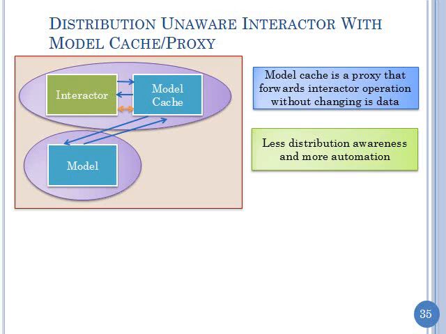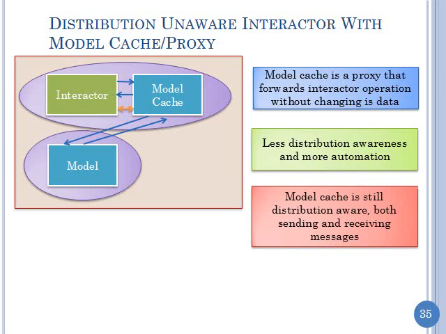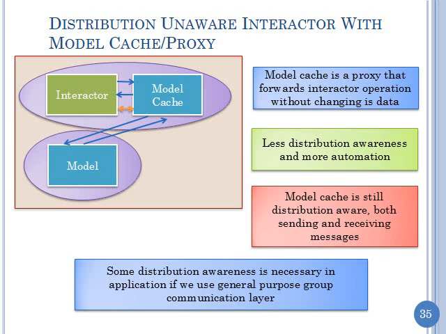So less distribution awareness, and we'll see that this architecture will allow us to automate this. This can be automated, actually. This whole thing can be automated under certain conditions. Okay, so the model cache is still distribution aware, both sending and receiving messages, and we'll try to fix that problem also. Okay, and like I said, if you're using a general purpose communication layer, some distribution awareness is necessary. You just can't avoid it. Okay, and if we get time, we'll talk about getting rid of all of this awareness, if possible.